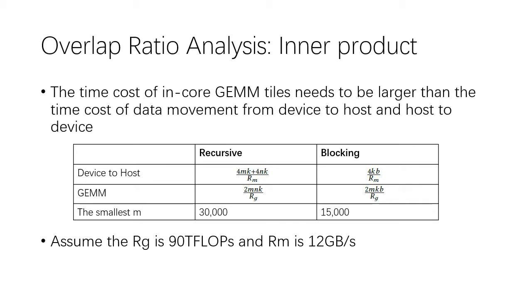Then we have the number of rows to be larger than 30,000 in the recursive gems, while the number of rows should be larger than 15,000 in the blocking algorithm. It seems that the blocking algorithm is smaller, but one thing should be mentioned: the block size of the blocking algorithm is fixed and typically less than 15,000, while the M in the recursive algorithm is not fixed. At least the largest gem can enjoy the entire overlapping.